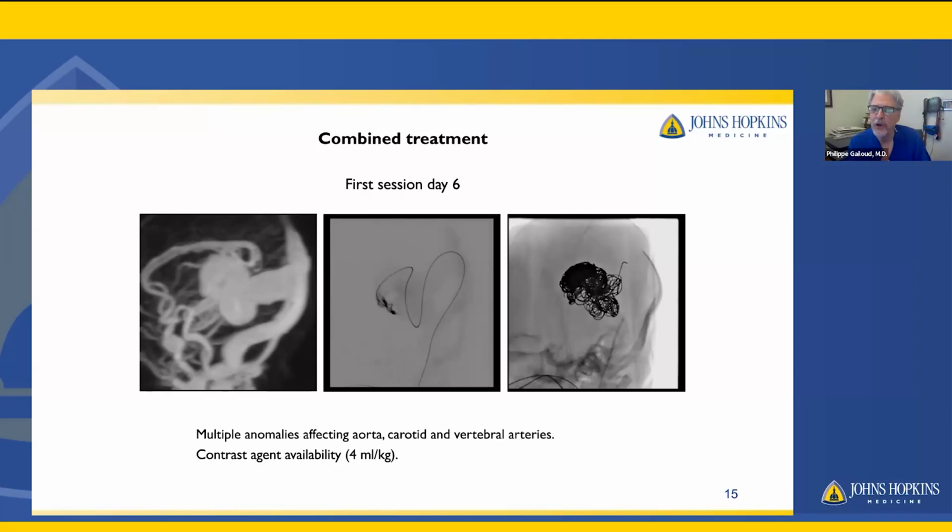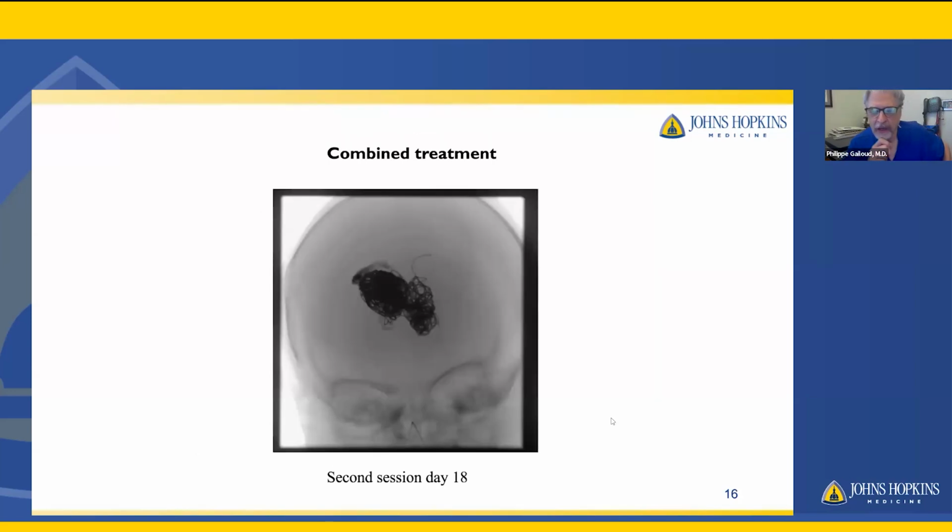It would be easy here to pack the vein completely and take that chance of occluding the deep venous system and basically have a baby dying within 48 hours. So you have to try to do enough to help the cardiovascular status, but not too much to have this kind of complication. So that worked for that first session. We were able to stabilize him, but only for a few days. And at day 18, there was a need for a second session.